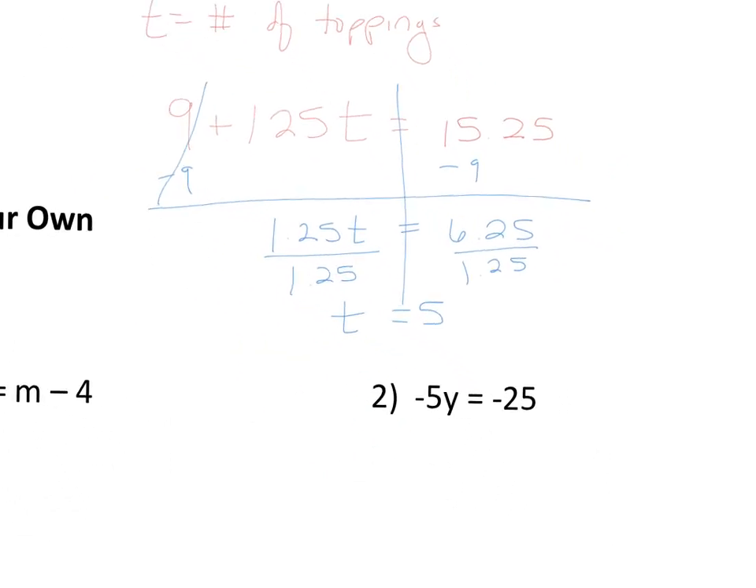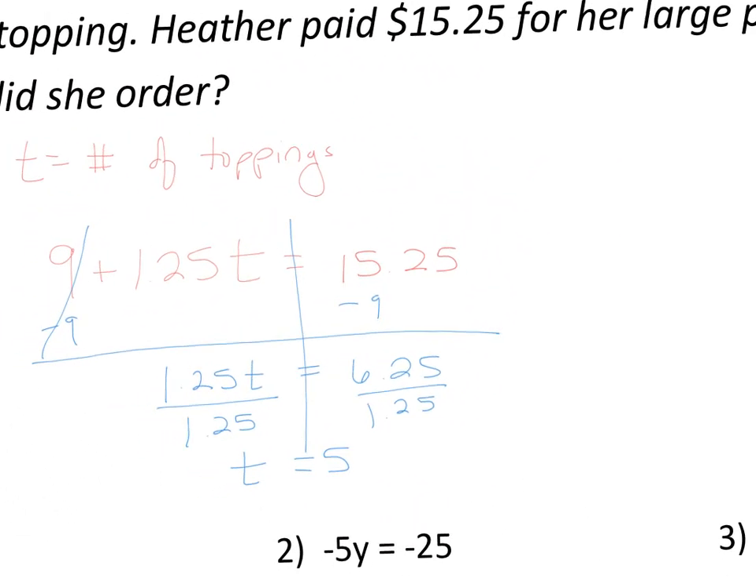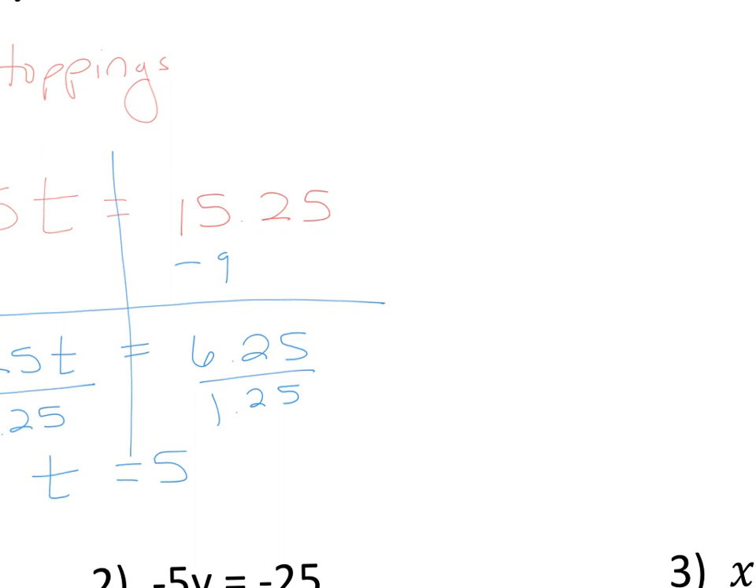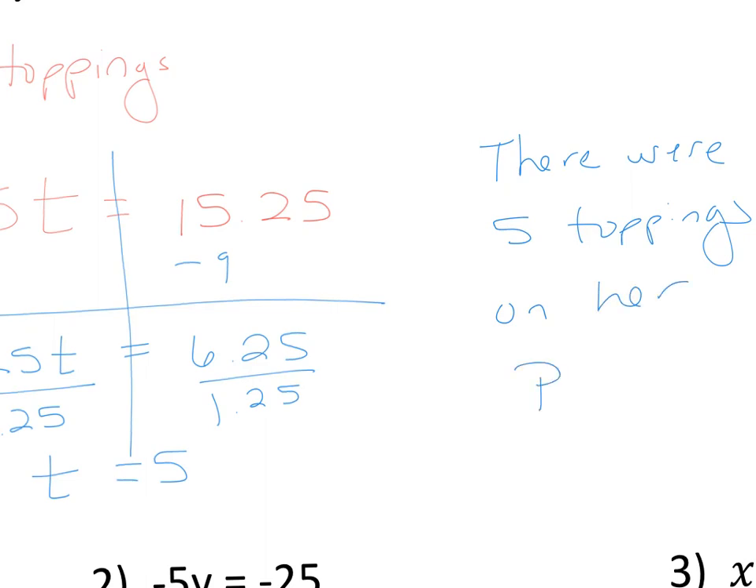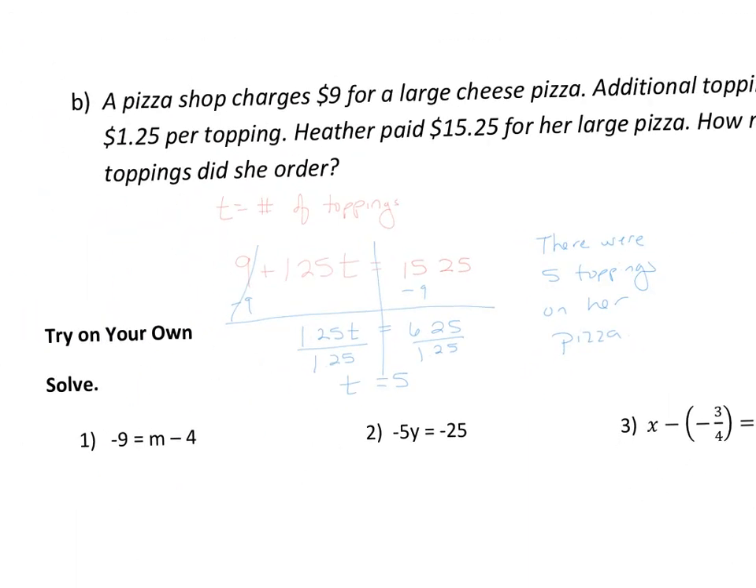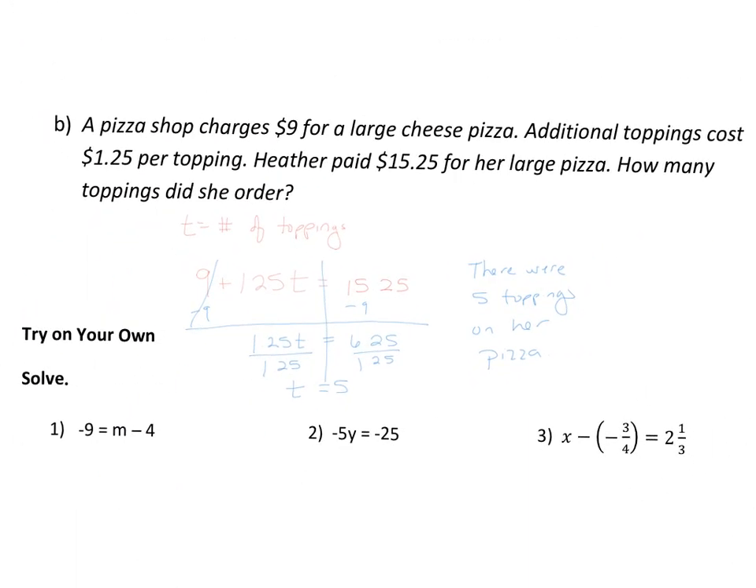Now again, we're going to write our sentence. Off to the side here, I'm going to write: There were 5 toppings on her pizza. Okay. That concludes the notes for lesson 2.1 and 2.2.